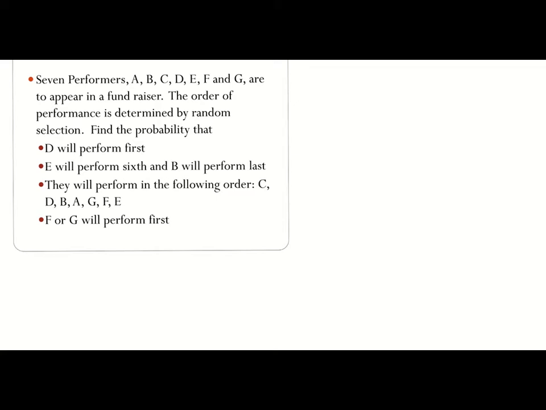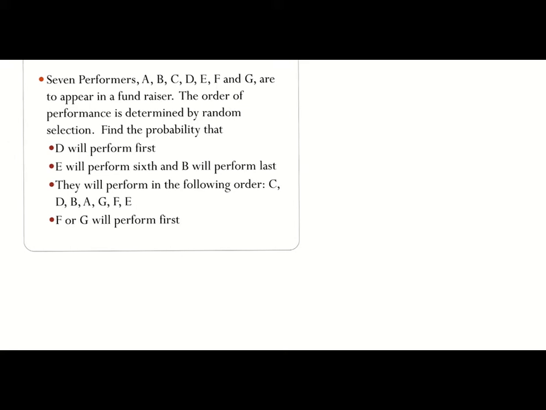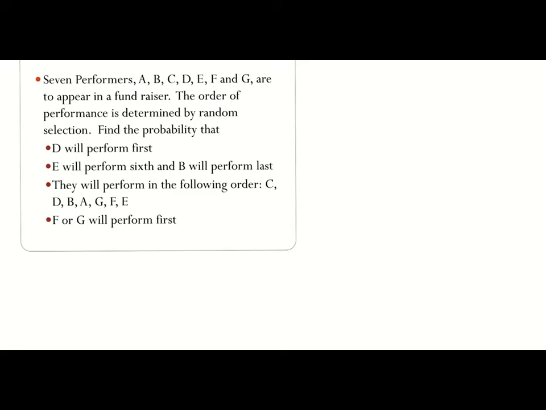Okay, so here we have 7 performers, A, B, C, D, E, F, and G, and they're going to appear in a fundraiser. The order of performance is determined by random selection. Find the probability that D will perform first. Well, for this one, we have 7 total options. For the first spot we have 7 choices, and D is 1 out of 7. So it will be 1/7.